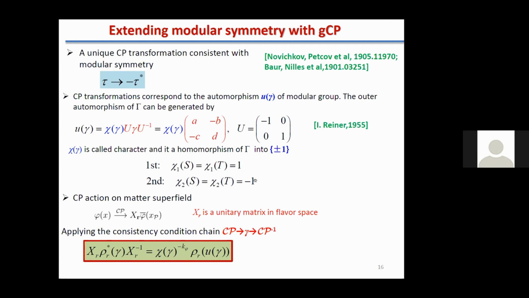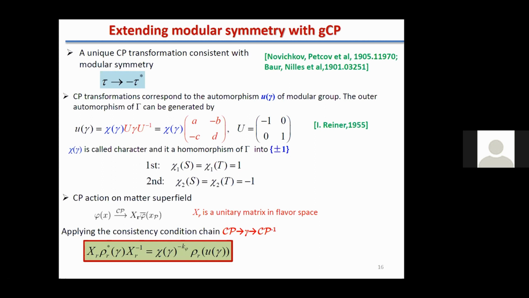Now the action of CP on matter superfields. So we define this one. Under CP, phi is mapped into its Hermitian conjugate. Here phi is a superfield. So it maps the left-handed chiral superfields into right-handed chiral superfields. And XR is a unitary matrix in flavor space. So the form of XR depends on the representation of phi, whether three-dimensional, two-dimensional, or others.